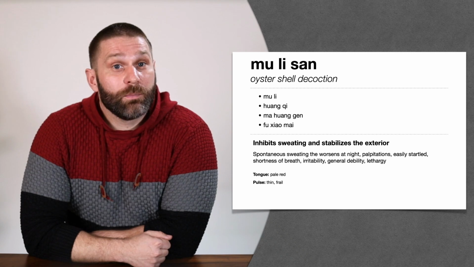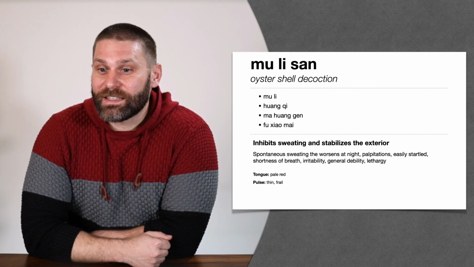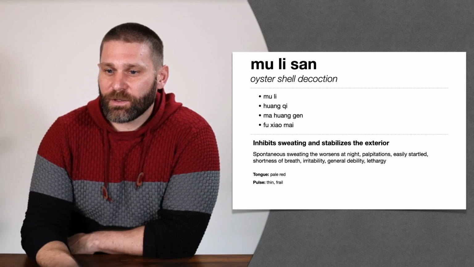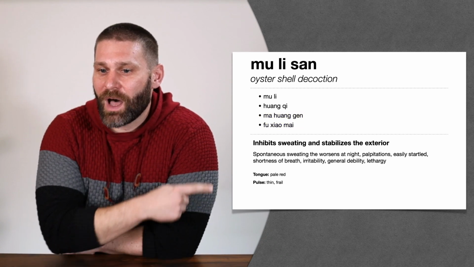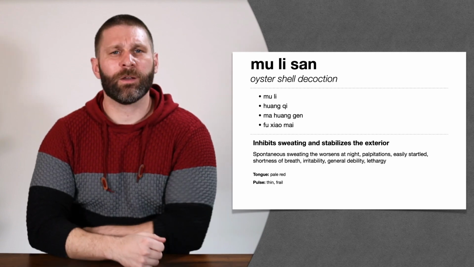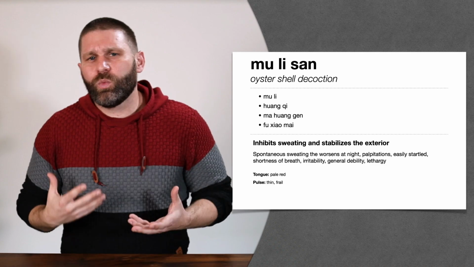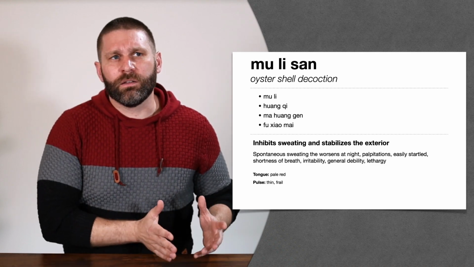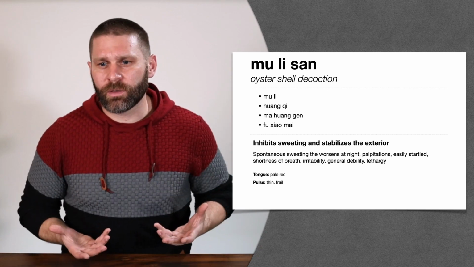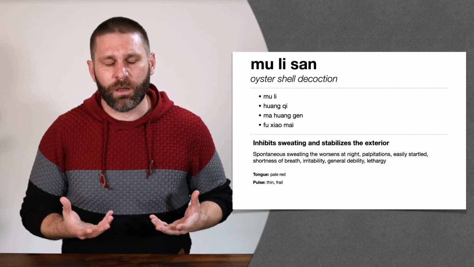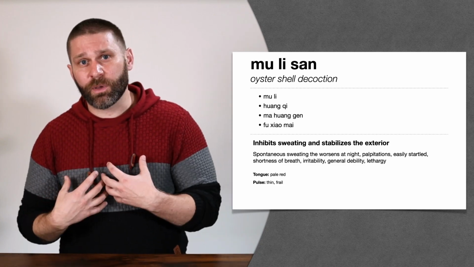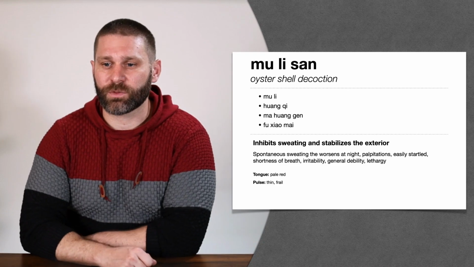So one major one for sweating is Mulisan, oyster shell decoction, and this is especially for spontaneous sweating. It inhibits sweating and stabilizes the exterior. We're going to learn Muli in the next category, so you may not have learned it yet. If you took an Intro to Herbs class, you may learn Muli from the Anchor, Settle, and Calm category. But it turns out Muli, besides calming heart shen, also has an action of stopping sweating.